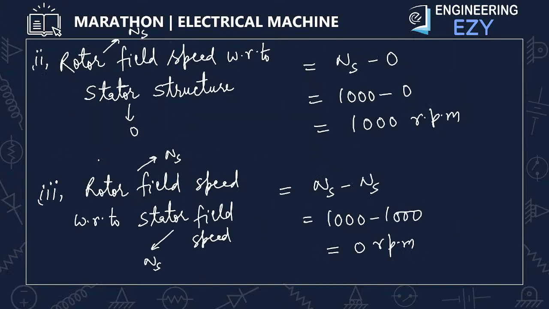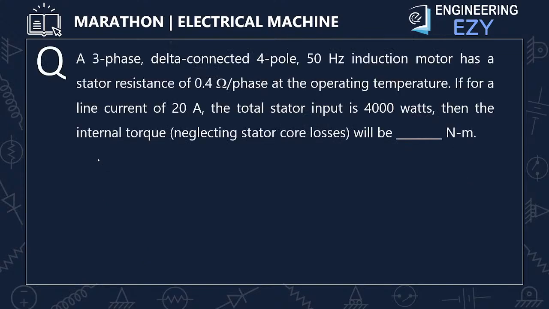Now moving to the next question. It is also a very good question related to the induction motor. A three-phase delta connected 4-pole 50 hertz induction motor has a stator resistance of 0.4 ohm per phase at the operating temperature. If for a line current of 20 ampere, the total stator input is 4000 watt, which means the power input to the stator is 4000 watt, then the internal torque, you have to calculate the electromagnetic torque, that is called the internal torque, neglecting stator core loss, will be how many Newton meter?